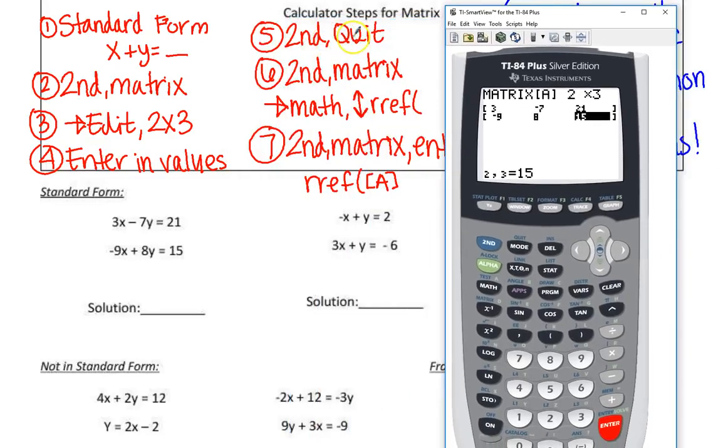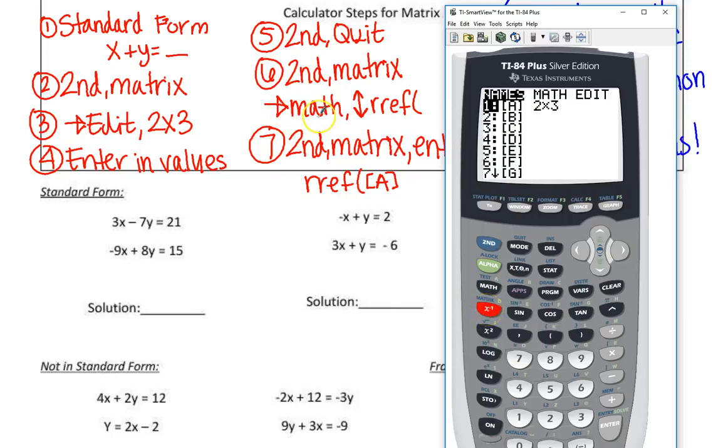Then I hit second quit. So second is right here, quit is right here. It just gets you out of the screen. And if you're ever stuck on a screen that you don't want to be in, just hit second quit and it gets you right out to the regular screen. So we're going to go back to second matrix. Remember, second is there, matrix there.